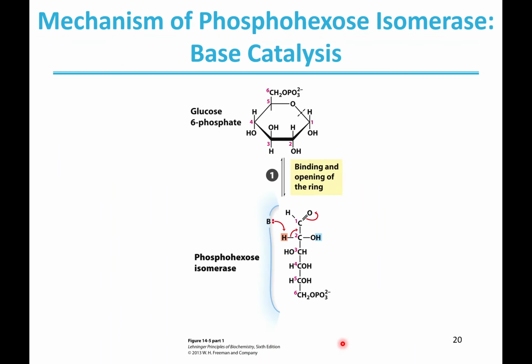Okay. If we look a little bit closer at this mechanism, this is the mechanism of Phosphohexose Isomerase and its general acid-base catalysis. And before we get too involved in this, I'll be showing the mechanisms of a few of these enzymes in glycolysis. But please note that I wouldn't expect you to be able to draw these from scratch on an exam.